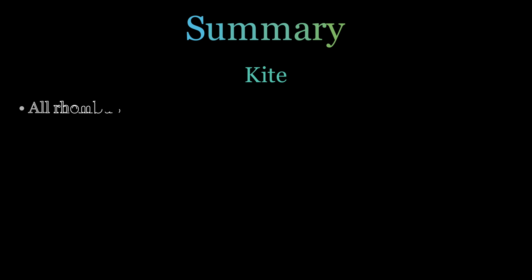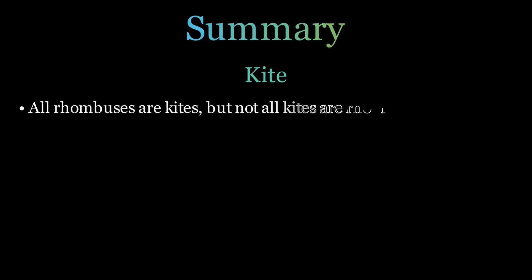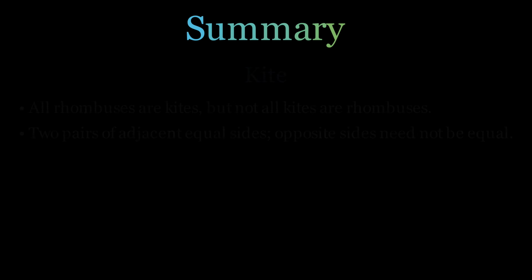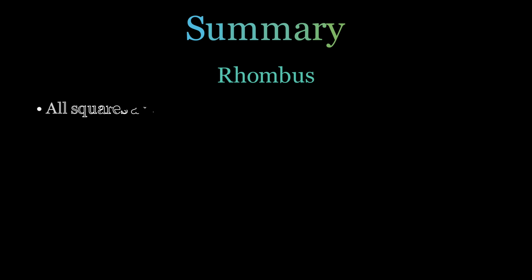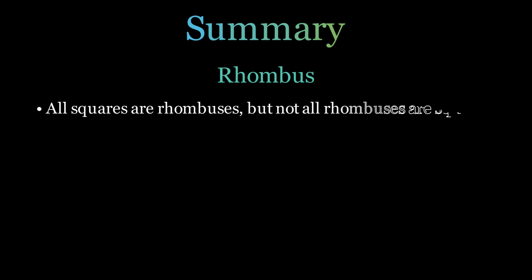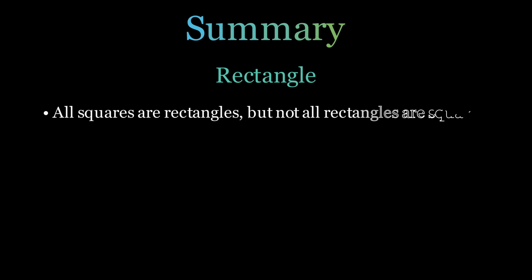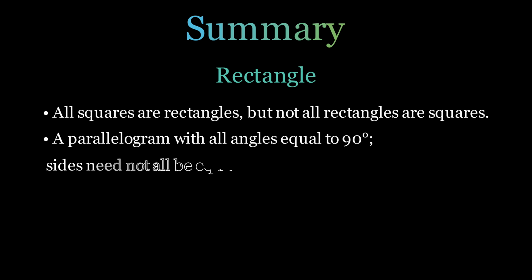Then kite. All rhombuses are kites, but not all kites are rhombuses. Two pairs of adjacent equal sides, opposite sides need not be equal. Then rhombus. All squares are rhombuses, but not all rhombuses are squares. A parallelogram with all sides equal, angles need not be 90 degrees. Rectangle. All squares are rectangles, but not all rectangles are squares. A parallelogram with all angles equal to 90 degrees. Sides need not all be equal.